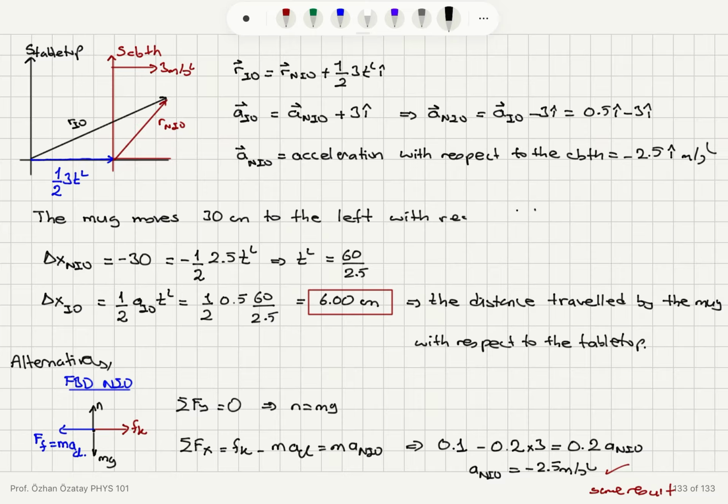So with respect to the cloth, because the cloth is pulled out 30 centimeters. The 30 centimeters is 1 over 2 times the acceleration in the non-inertial reference frame times t squared. That is t squared equals 60 over 2.5. The distance traveled in the inertial reference frame is 1 over 2 times the acceleration in the inertial reference frame times t squared, 1 over 2 times 0.5 times 60 divided by 2.5, and that gives us 6 centimeters. That is the distance traveled by the mug with respect to the tabletop. Okay, the alternative solution, as we have seen, gives us the same value of non-inertial observer acceleration using the fictitious force.